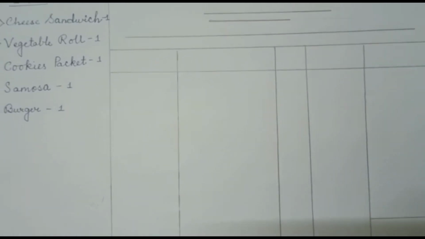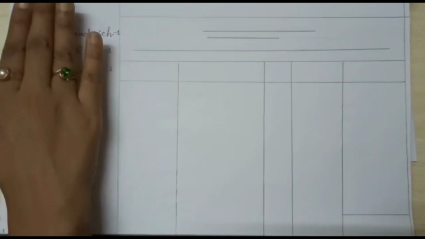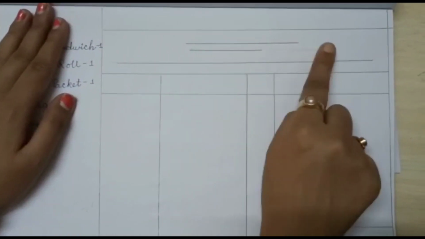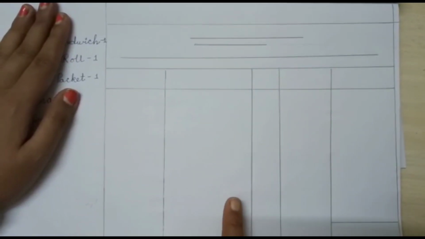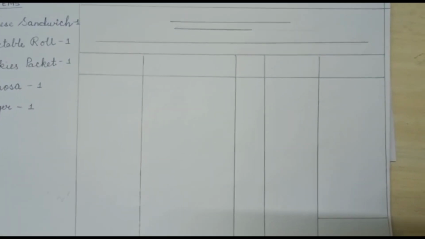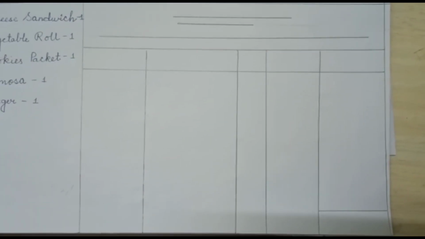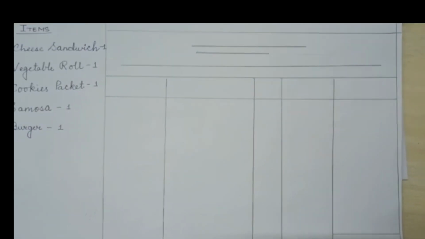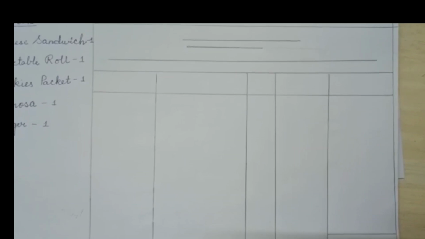So first you have to make your maths copies page like this. You will not do this one, just you will draw the lines like this, how I have drawn, to make a proper bill. Now we will follow some steps. In the first step, to make a proper bill.